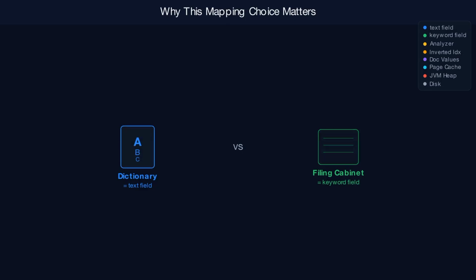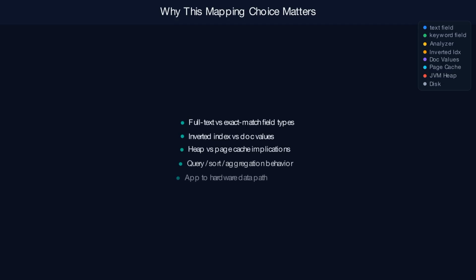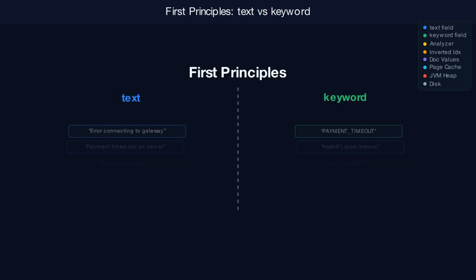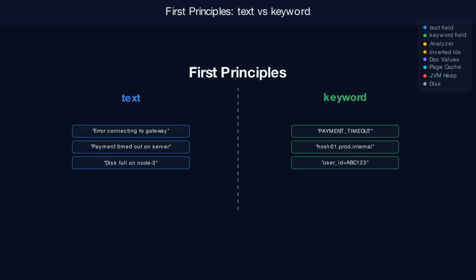In this video, we will go from your Elasticsearch mapping all the way down to Lucene internals, JVM memory, OS page cache, and disk to understand exactly how these two field types behave. In Elasticsearch, every field in your mapping has a type that controls how data is stored and searched. The two most common string types are text and keyword.